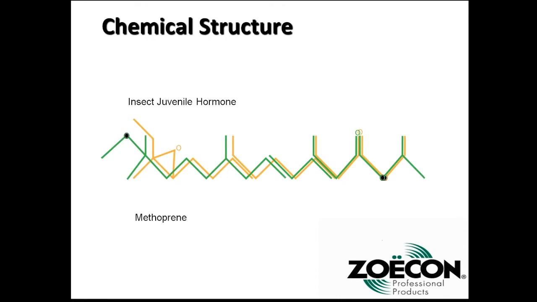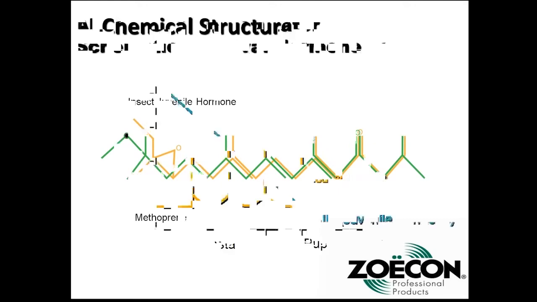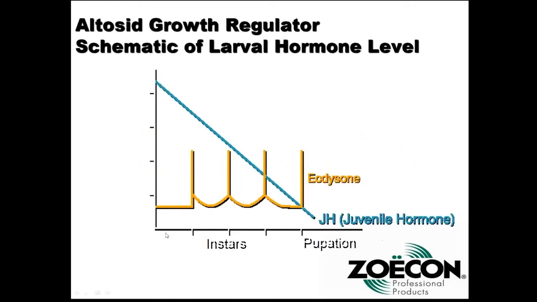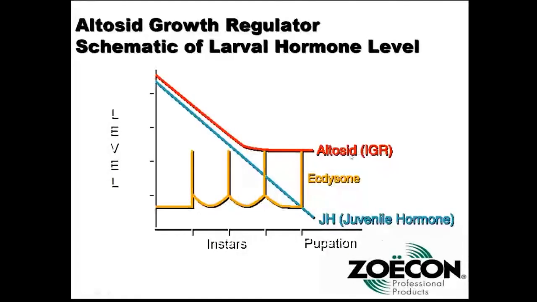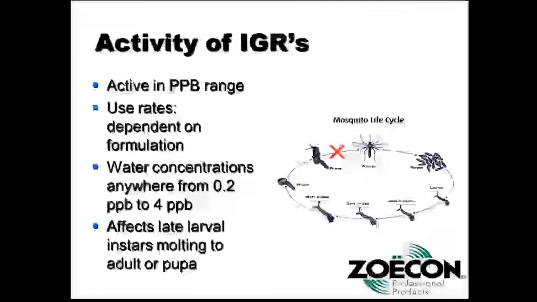So, as an insect grows, this is just a schematic of how they work. As it goes from egg to adult, the juvenile hormone levels have to drop down to 0. And your ecdysone levels spike every time they molt. What a chitin synthesis inhibitor would do would be here on the yellow line. But when you introduce Alticid into the water, all it takes is parts per billion to disrupt this juvenile hormone system in the mosquitoes, and what you get is incomplete pupation and death. 0.2 to 4 ppb is the highest release you'll get from any of these formulations.